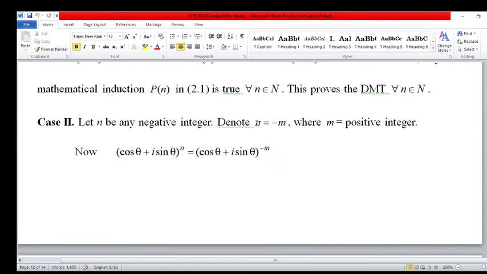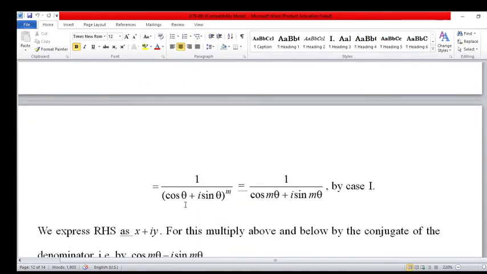N negative means we take n equal to minus m, where m is positive and the sign is negative. So (cos theta plus i sin theta) raised to the power n is equal to (cos theta plus i sin theta) raised to the power minus m. Put n equal to minus m. Minus means we have 1 upon (cos theta plus i sin theta) raised to the power m. M is positive, so apply the first condition: 1 upon (cos m theta plus i sin m theta).